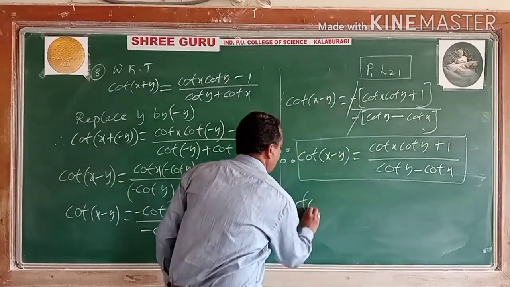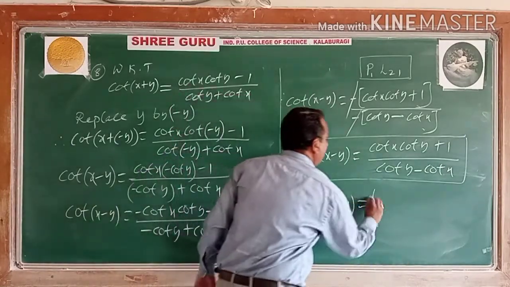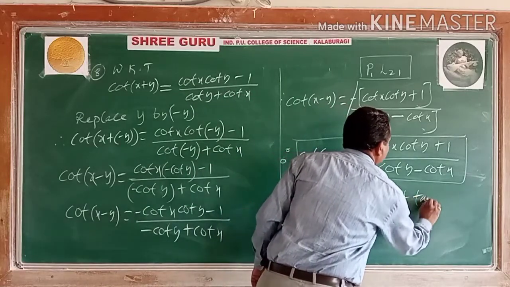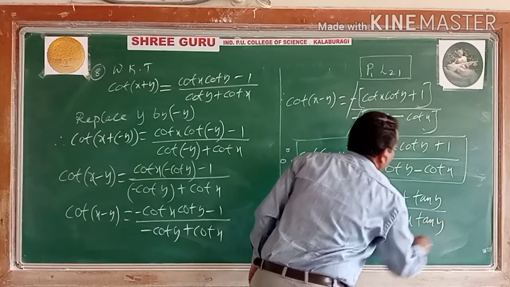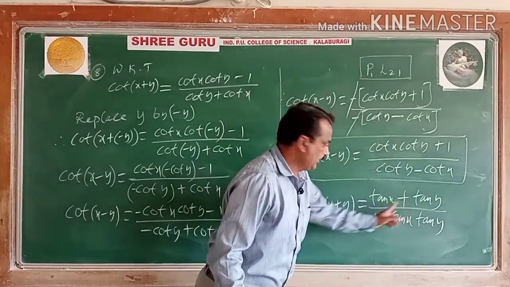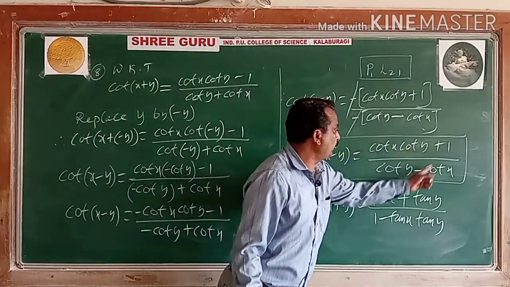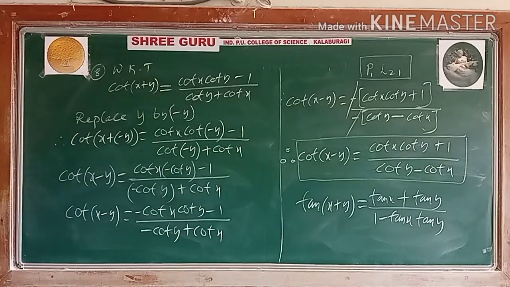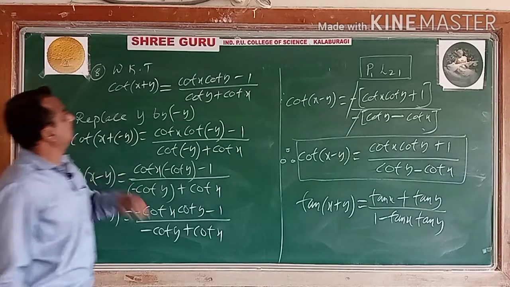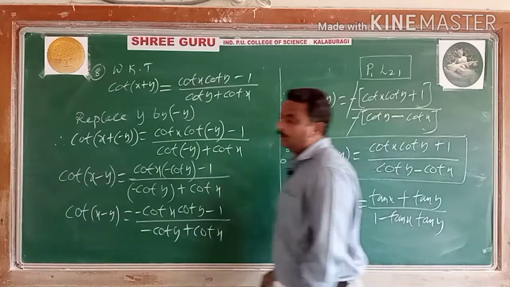Here I will write the tan of x plus y formula also: tan x plus tan y divided by 1 minus tan x into tan y. Same sign in the numerator, opposite in the denominator. Here, for cot, opposite sign in the numerator and same in the denominator. You should remember it like that, students: the cot of x plus y and cot of x minus y formulas. Here we have reduced the formula.